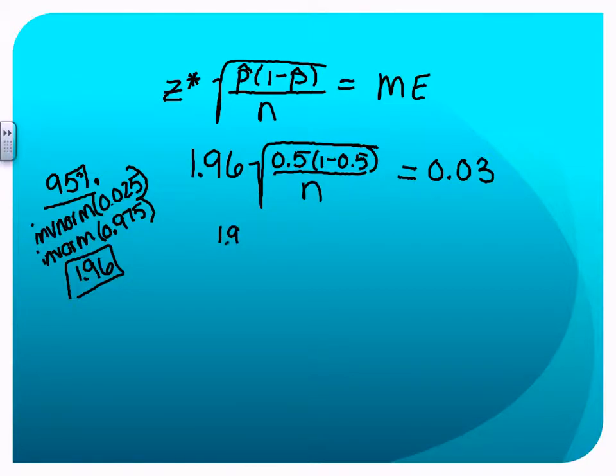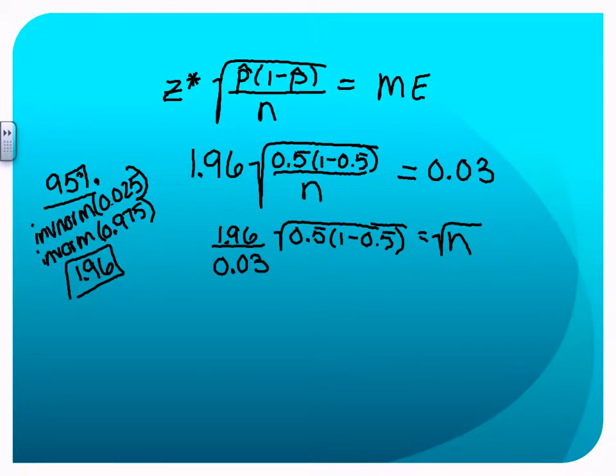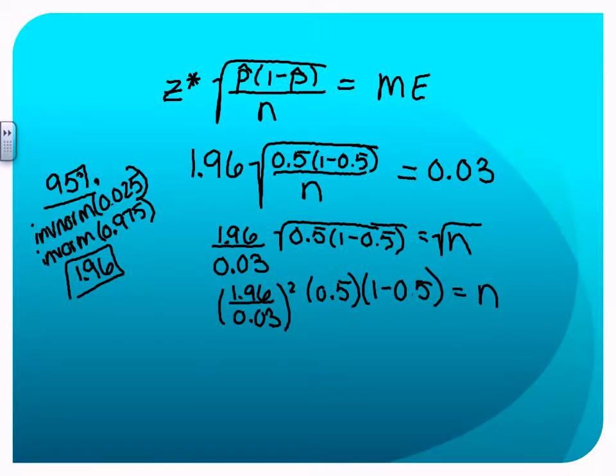So I'm going to take my 1.96, I want to divide by the 0.03. I'm looking to get that n on the other side. Okay, I'm going to square over here so that I could get n without the square root. Okay, and now you're just down to straight calculations. So you will end up with 1067.11 as your sample size, okay?